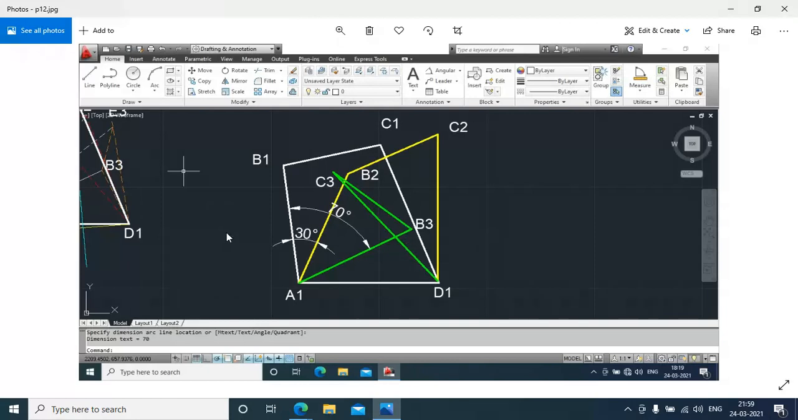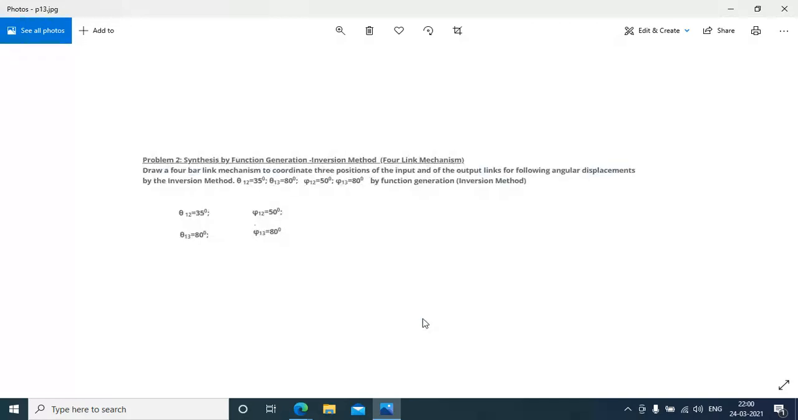Now these are the 3 positions of the 4-link mechanism A1 B1 C1 D1. Now rotating A1 B1 gives us A1 B2 C2 D1. Again rotating A1 B1 by an angle of 70 degrees gives us A1 B3 C3 D1. This is our first problem. Now coming to the second problem.